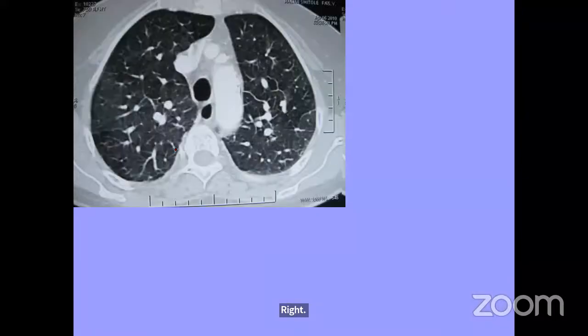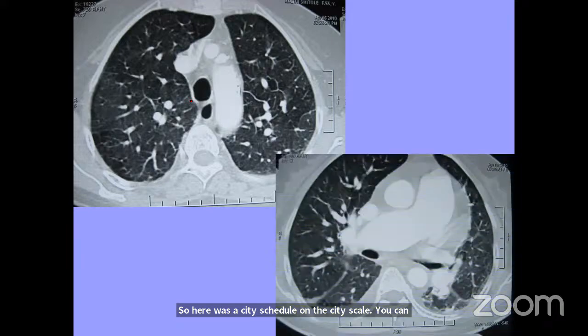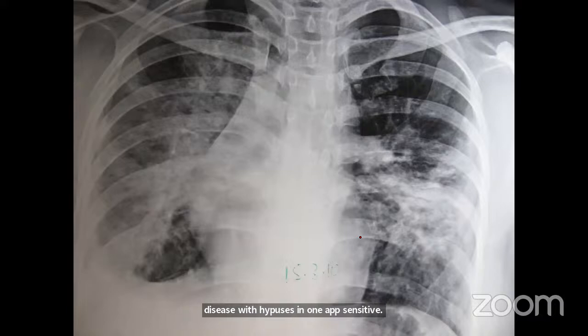So here was the CT scan. On the CT scan, you can see there are some ground glass opacities in the upper lobe cuts. However, the lower lobe cuts are also showing some ground glass opacities, and with a huge heart, right? So this was a case of valvular heart disease. An old lady, never suspected to have valvular heart disease, and she came with hypersensitivity pneumonitis with valvular heart disease and cardiomegaly.